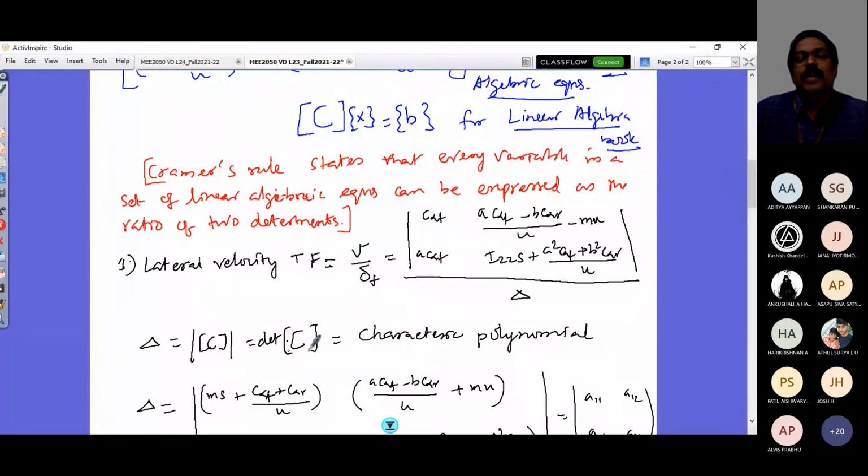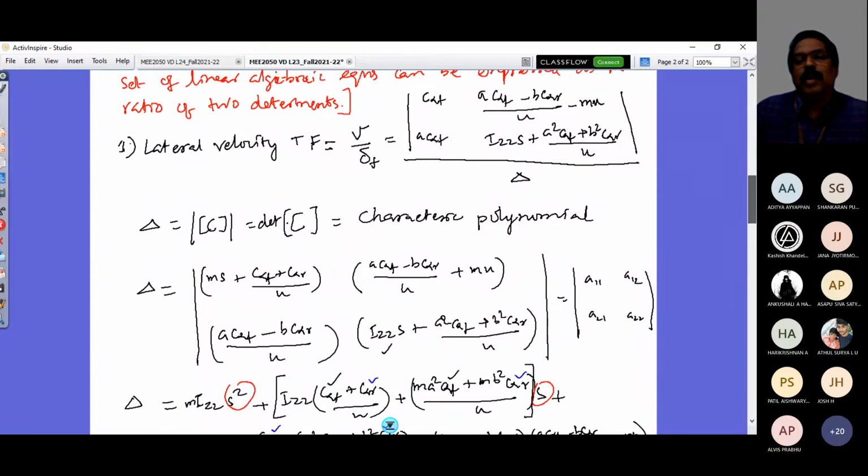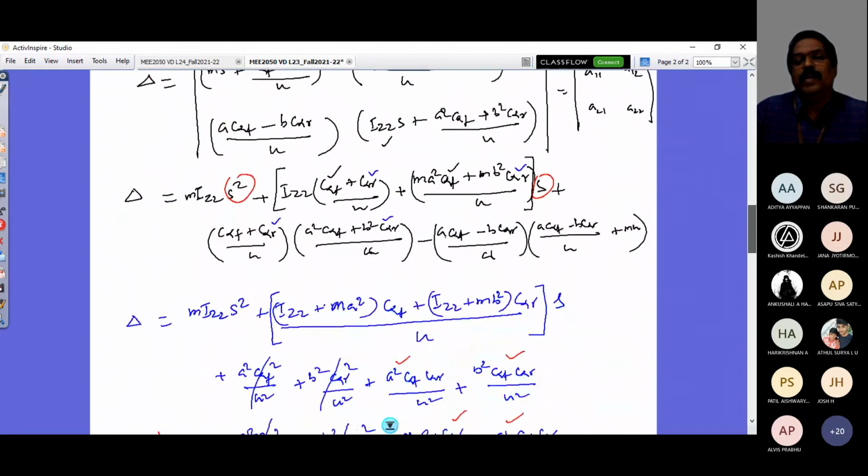So what is the determinant of the C matrix? That would result in a characteristic polynomial. So you would have a polynomial in the denominator. Similarly, this determinant will also result in a polynomial. So basically, your transfer function of this lateral velocity for the given steering input is represented as a ratio of two polynomials, and those two polynomials are what yesterday we were trying to get.